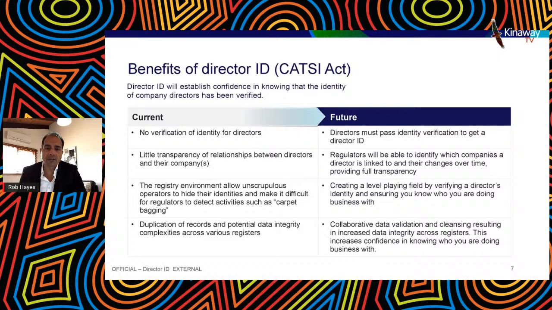So what are the benefits? Why do people need a director ID? So in addition to the false or fake identities that can potentially be registered today, the director identification number introduces a robust process of identity verification so that the public who are dealing with those companies and other entities can have some certainty around who stands behind these individual companies.